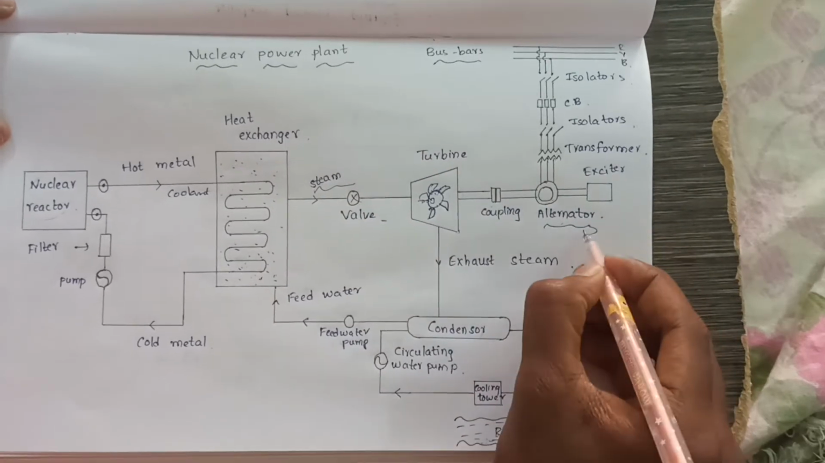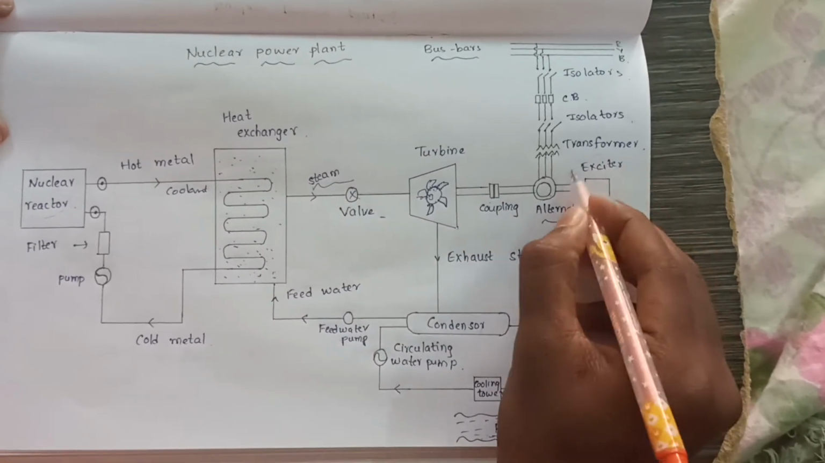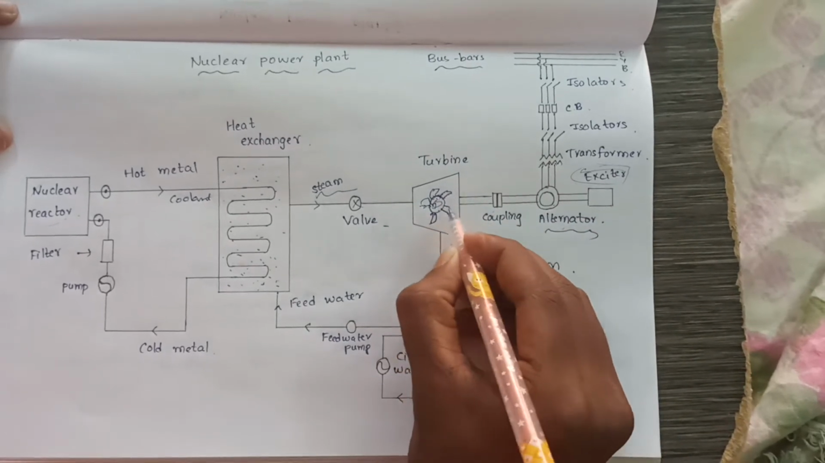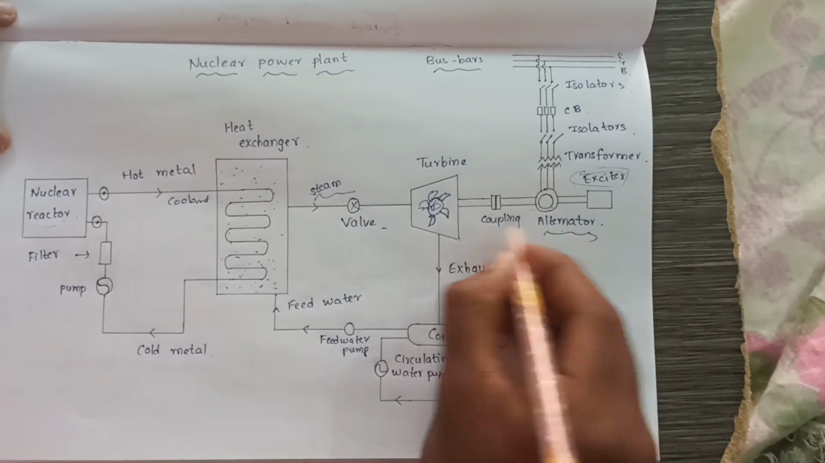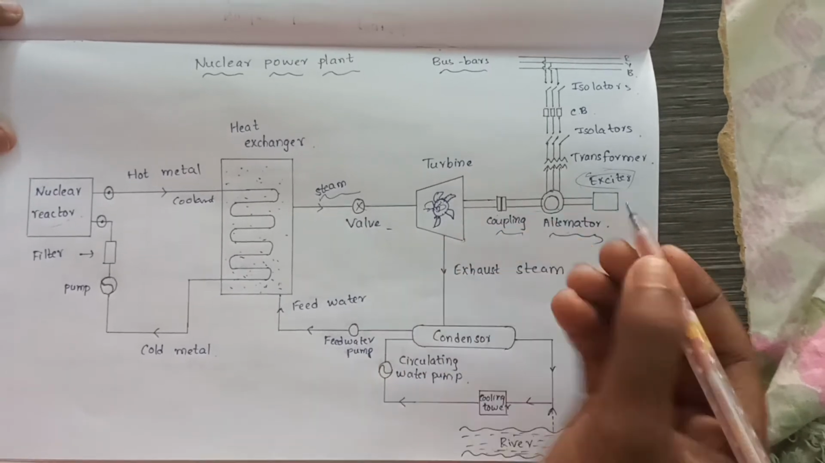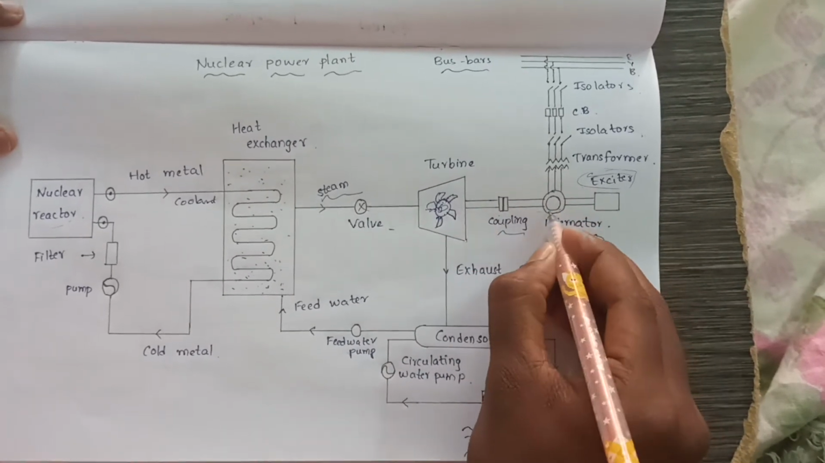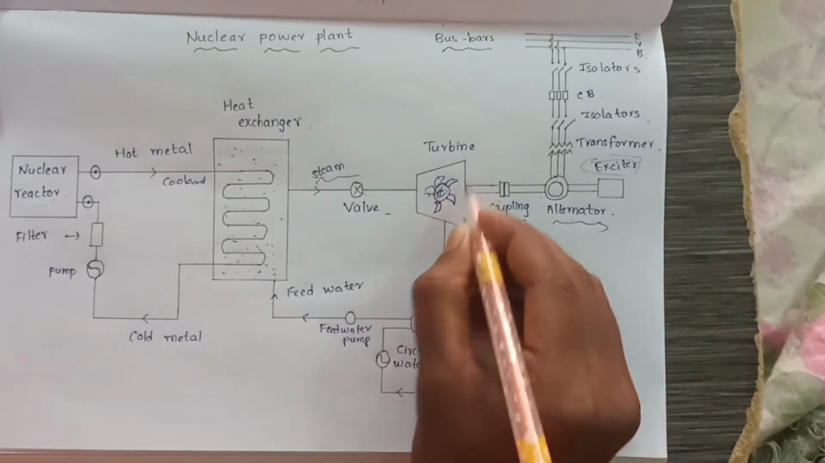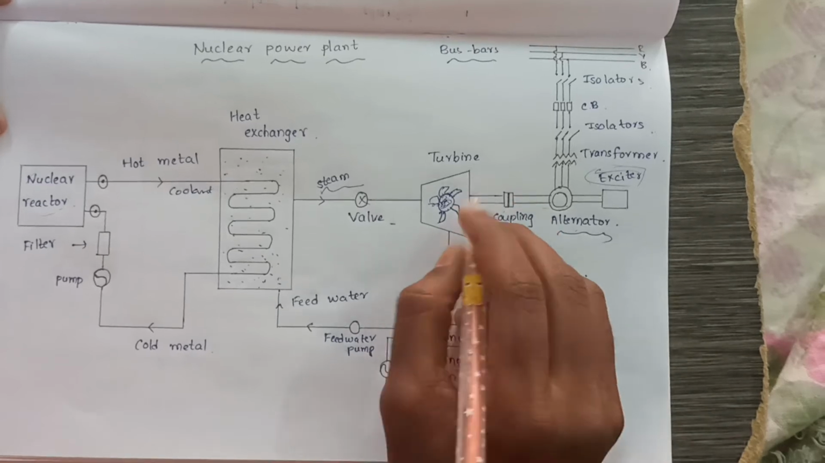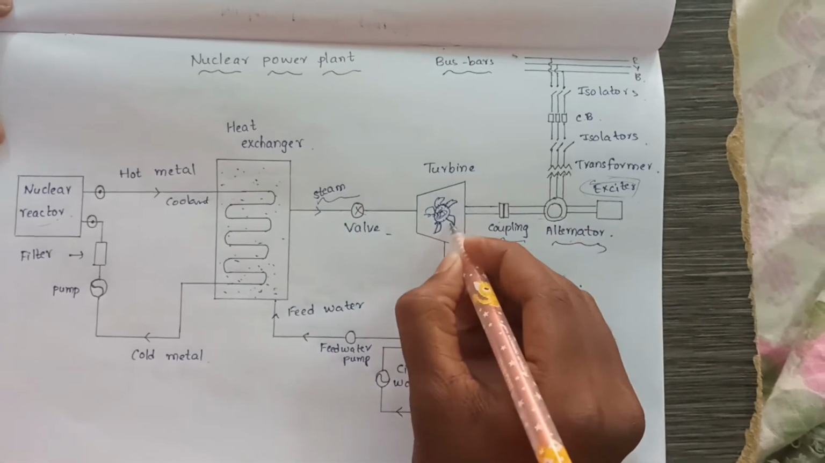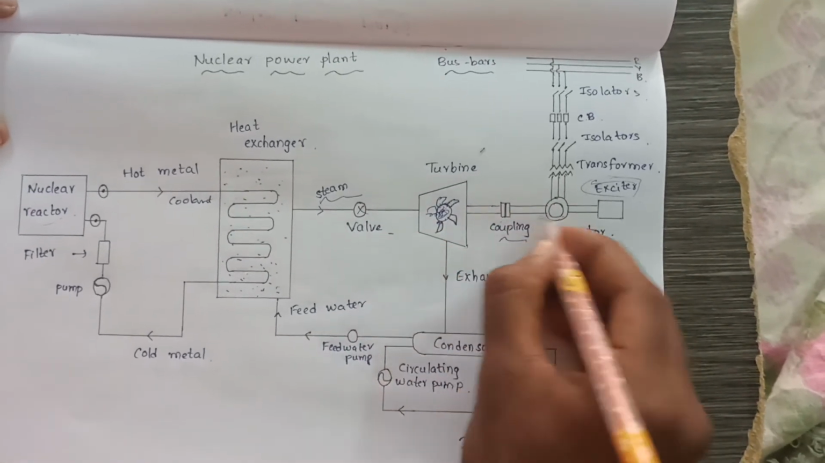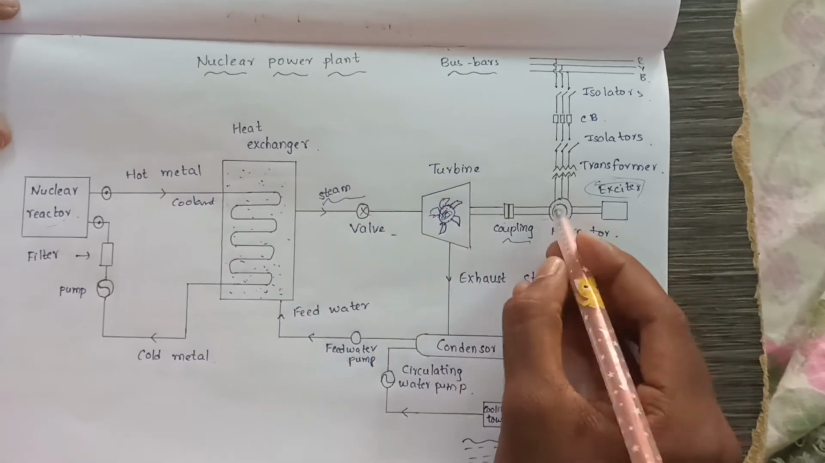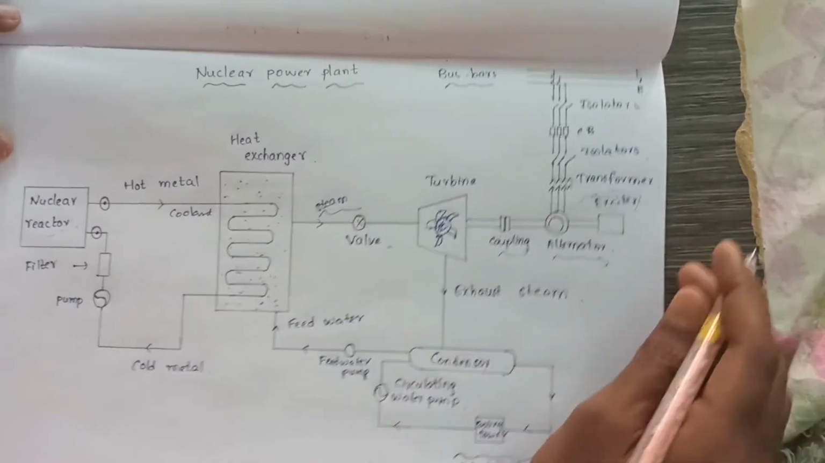If you observe here, the turbine and this alternator, which is nothing but the AC generator, we call it an alternator. It requires excitation, so we have an exciter here. The turbine and the alternator are coupled to each other. A generator converts mechanical energy into electrical energy, right? So we have coupling here. When the turbine starts rotating, as the alternator shaft and turbine shaft are coupled, the generator shaft also starts rotating, and it starts generating electrical energy.